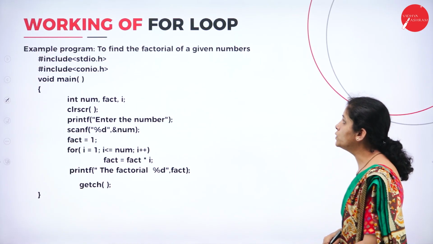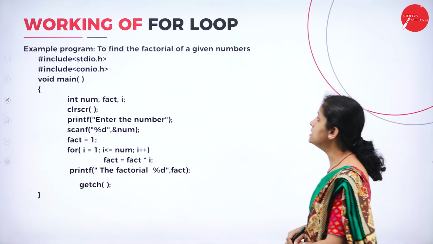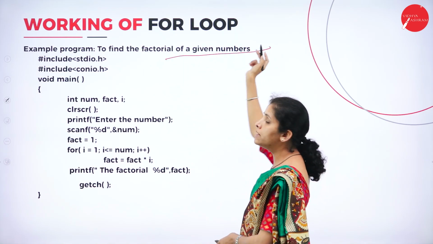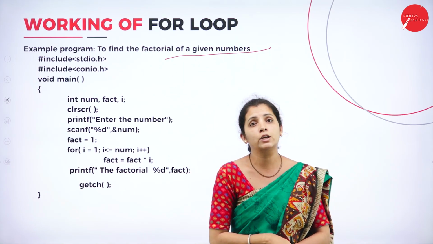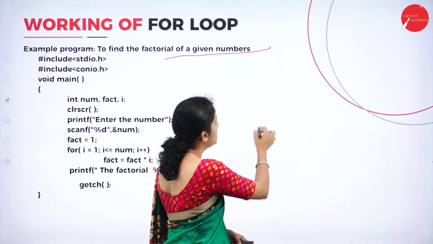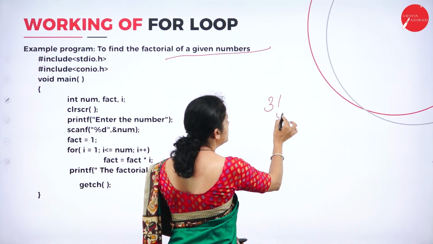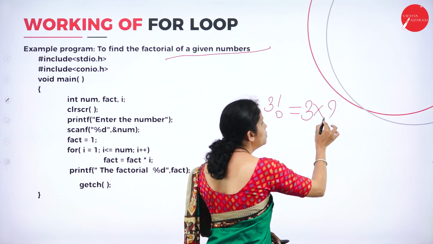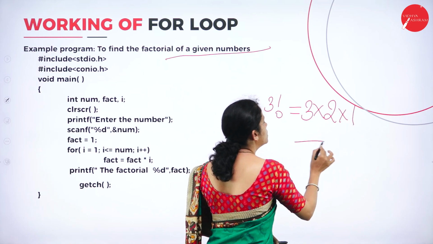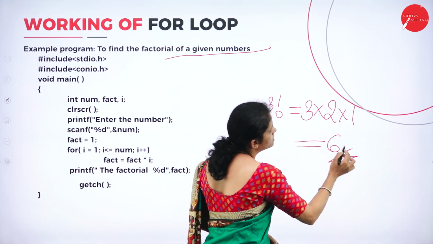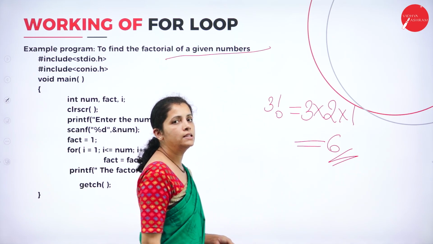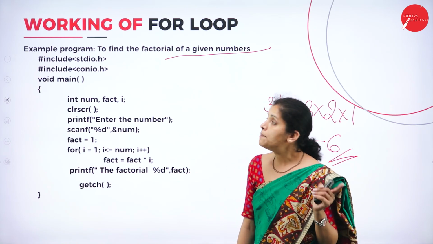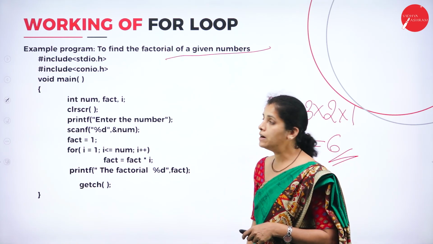Moving further, I am going to have a simple example, that is a program to find the factorial of a given number. So what is this factorial? For example, if I write 3 factorial, what is the meaning? That is 3 into 2 into 1, and what's the answer? It is 6. So 3 factorial is 6. Now I want to write the program to find the factorial of a given number.